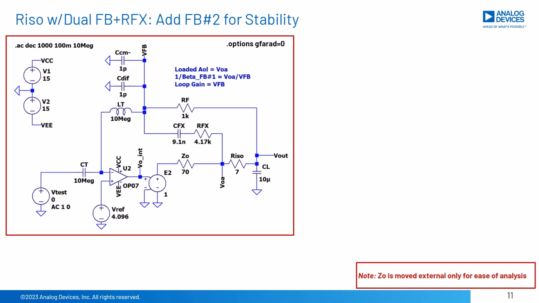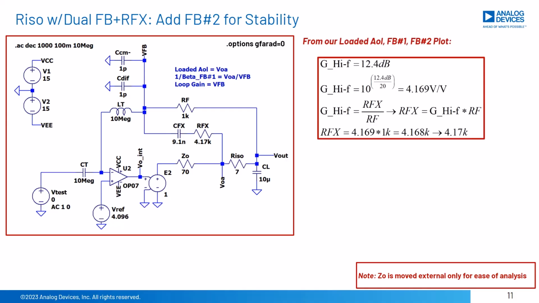From our loaded AOL, FB number 1 and FB number 2 plot, how do we map the desired FB number 2's 1 over beta, G underscore high frequency and FC3 into circuit components around our op-amp and the required values? G underscore high frequency is set by the ratio of RFX over RF. This is because CL is much larger than CFX, so CL appears as a first-order short for all frequencies of interest. For our set value of RF equals 1 kΩ, RFX is computed to be 4.17 kΩ to yield FB number 2's G underscore high frequency equals 12.4 dB.